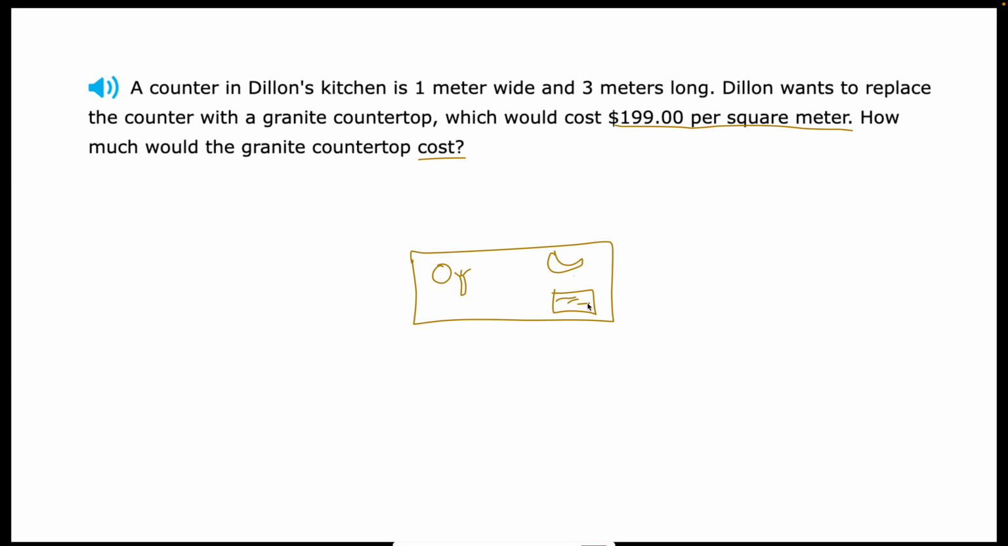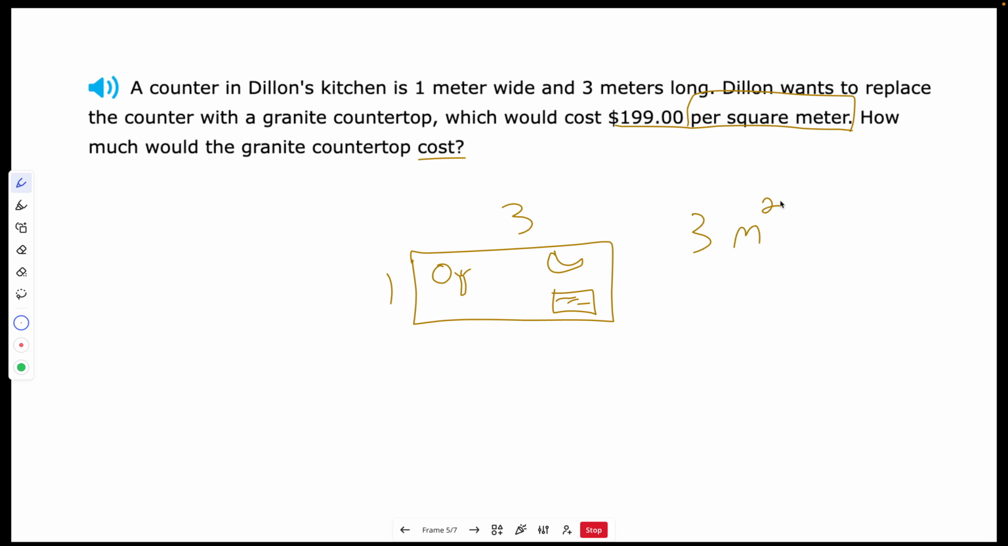Now, it's 1 meter wide, 3 meters long, and it's $199 per square meter. Now, there's a clue here. Again, we always have to ask, are we finding area or perimeter? And we're trying to find not just the distance around this granite countertop, but the whole area of the countertop, right? We're replacing all of the countertop. And so a clue here is that if it says square meters, square feet, or something like that, you're talking about area. So to find the area of a rectangle, we multiply the length times the width, or the base times the height. And so when we do 1 times 3, we get 3 square meters.